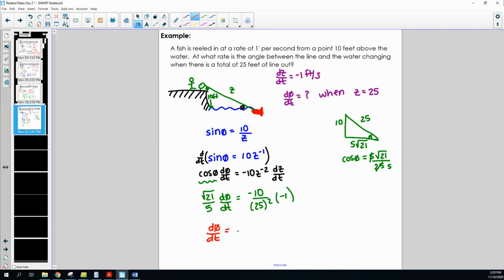If we move things all around, we get that d theta over dt is equal to 2 over 25 square root of 21. You could leave that as your answer, or use 3 decimal places if you're going to use decimals. That would be 0.018, or if you want to be precise, 0.0175. And the units here are going to be radians per second because it's an angle.